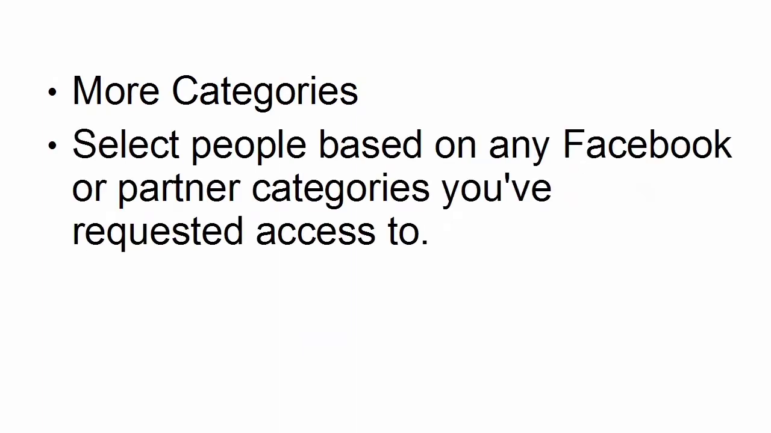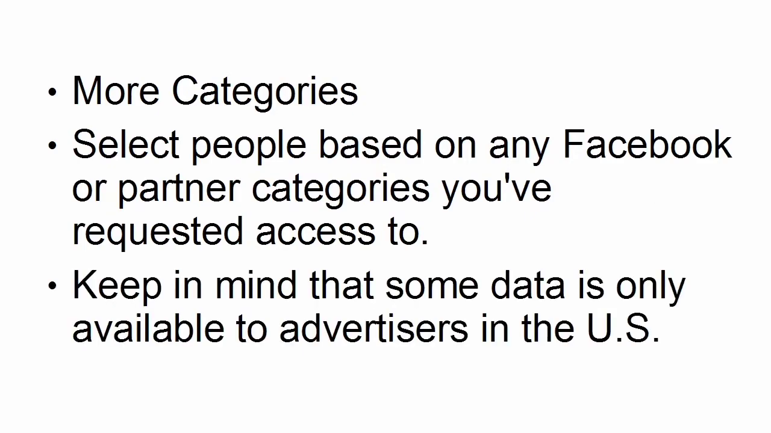And of course there are more categories as well. You can select people based on any Facebook or partner categories that you've requested access to, although you need to keep in mind that some data is only available to advertisers in the US, because Facebook is, of course, a US-based company, and data protection laws apply in various places.